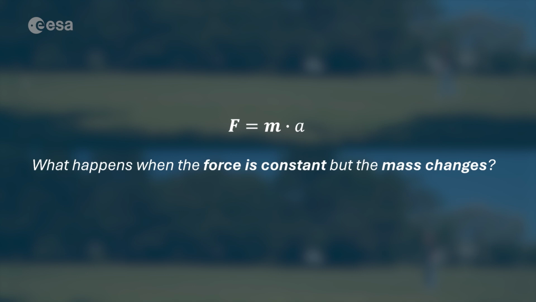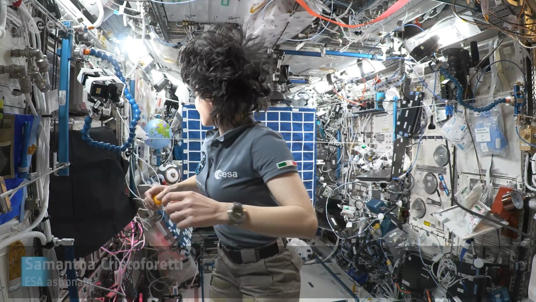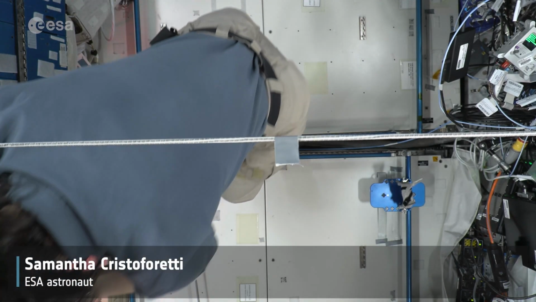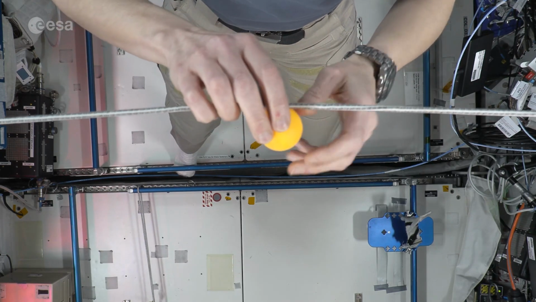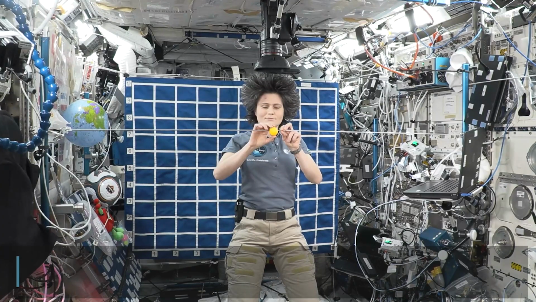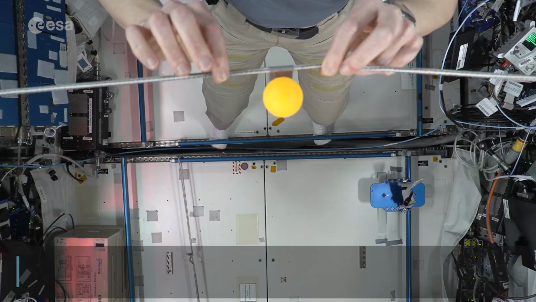What would happen if our force was constant, but the mass changes? ESA astronaut Samantha Cristoforetti is going to play around with mass on the International Space Station. Samantha uses a bungee cord to apply force to different objects with varying masses. First, she tries it with a small yellow ball, which has a low mass. When she releases the ball, it zooms up.